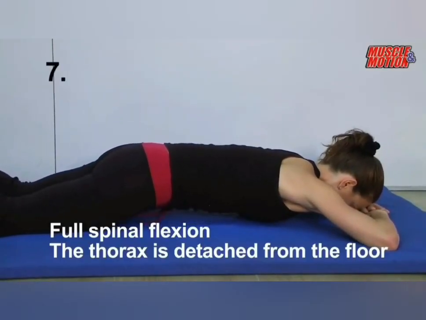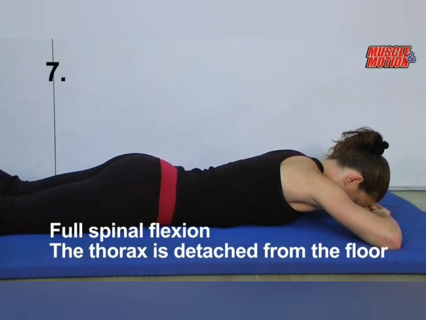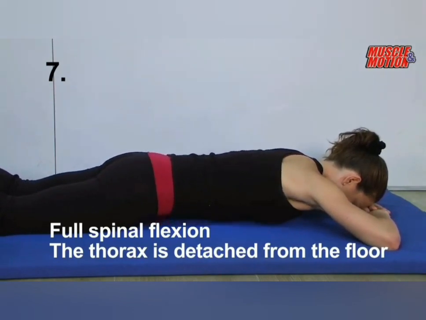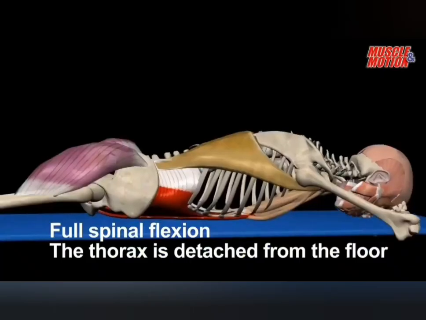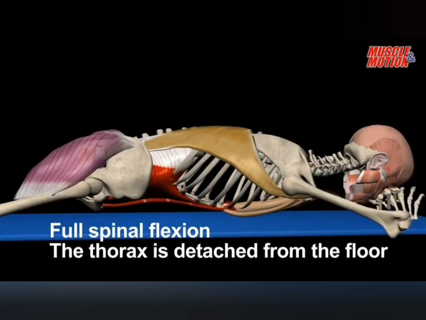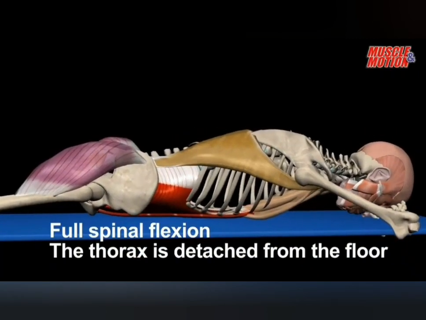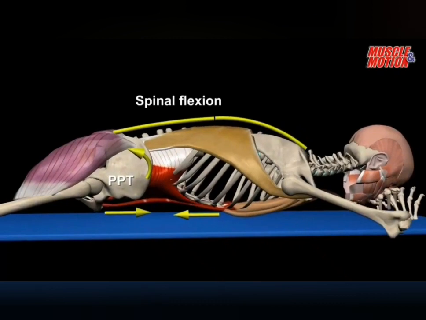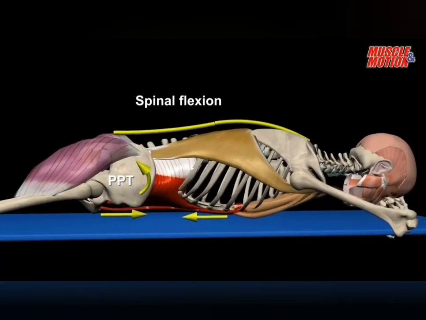Exercise 7. In this variation, we perform posterior pelvic tilt and lift the chest from the floor. In addition to exercising pelvic mobility, the load on the abdomen is high, and therefore this exercise can also be good for strengthening the abdominal muscles.